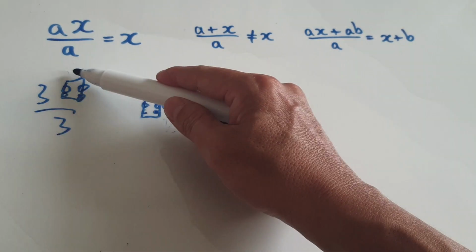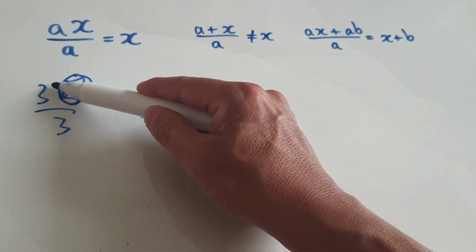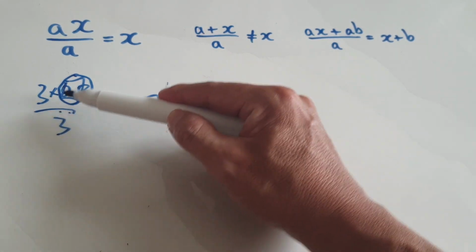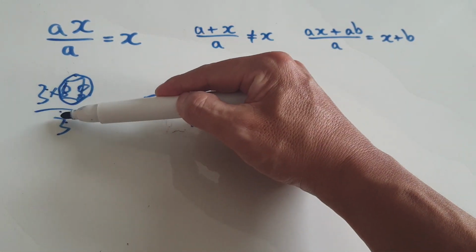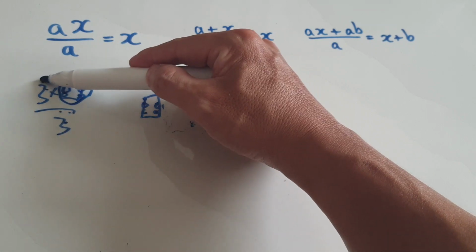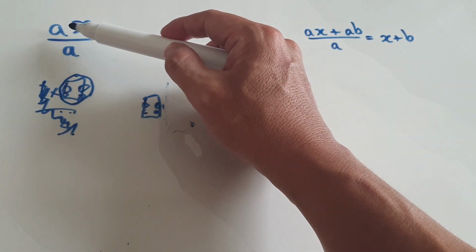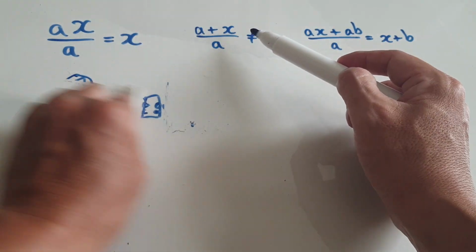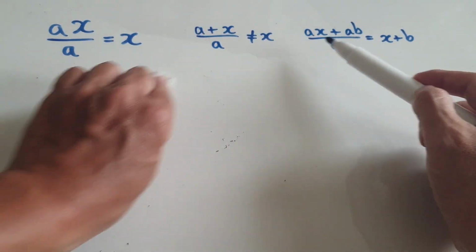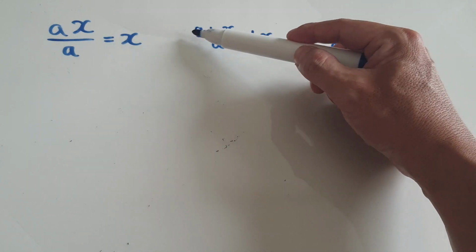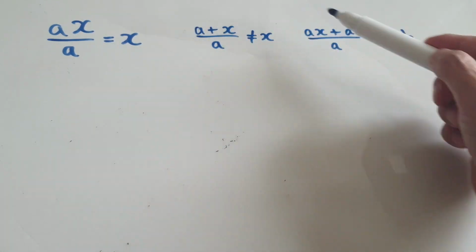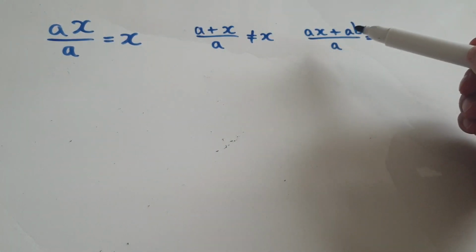So when you have something, and then you times by 3, and then you divide by 3, because times and divide are opposites of each other, in a way they cancel each other out. So that's why you're able to jump from here to here. Now let's look at this one first. We need to understand why it is that you just can't cancel out the a's here. So let's look at this one first.